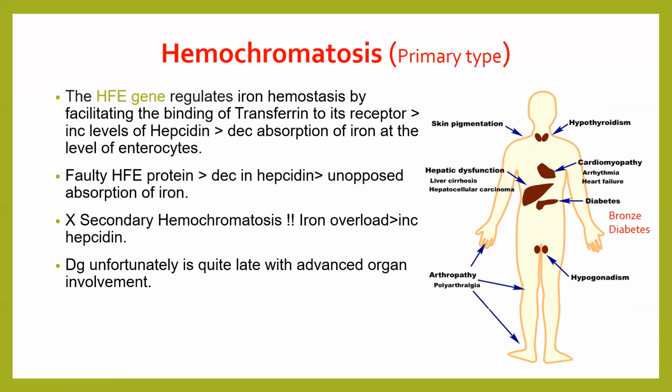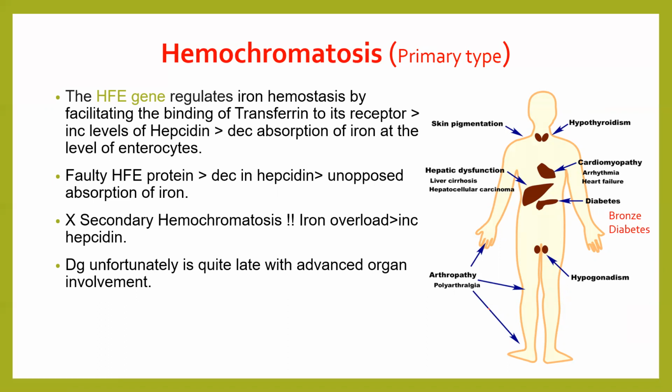So hepcidin is like a control station. It tells the enterocytes, yes, we are low in iron, so you can start absorbing more. And when we have enough iron, it says, okay, stop, no more absorption. So the problem comes when we have a faulty HFE protein. Therefore, the hepcidin does not know how much of transferrin is present in the blood. So levels of hepcidin decrease, and we have an unopposed absorption of iron.